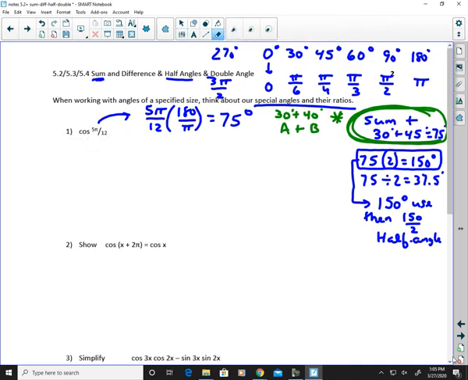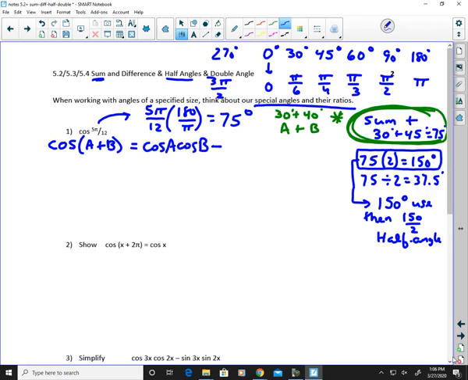Let me just write this. I'm going to write the formula and then I'll write the 75 underneath. So the formula from the formula sheet I see is cosine A plus B. And then I'm going to write it exactly as it's shown on the formula sheet. I have cosine A, cosine B, minus sine A, sine B. So I write it exactly as I see it on the formula sheet. That's part of the work, part of my points.